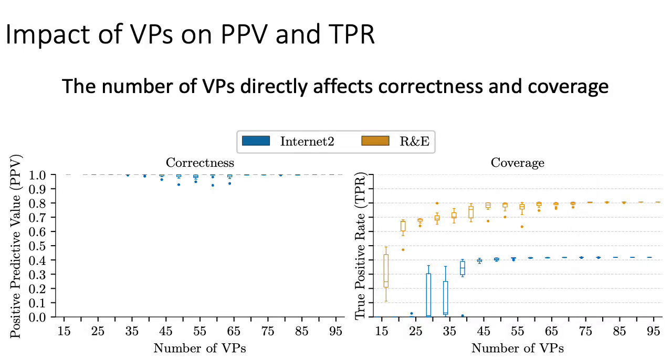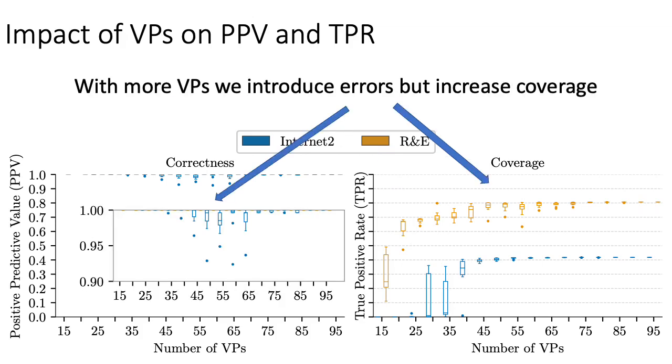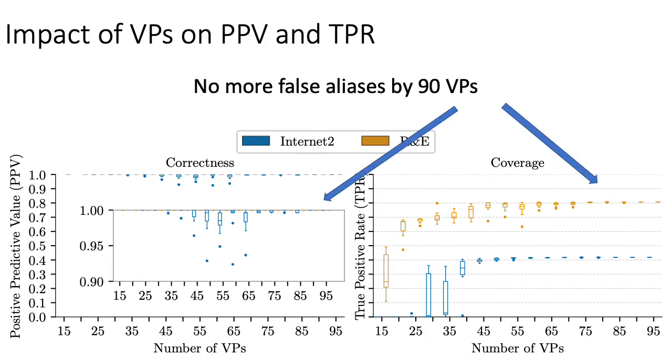And then the last experiment gives me some reason for concern. For this experiment, I artificially limited the number of vantage points in IPv4, creating groups of randomly selected vantage points ranging from 15 to 95 vantage points. For small numbers of vantage points, Apple had high precision but low coverage. In fact, some of the groups couldn't find a single alias pair for Internet 2. For larger numbers of vantage points, I started to get false alias pairs for Internet 2, but the coverage almost maxed out. And finally, once the number of vantage points reached 90, I didn't get any more false positives.